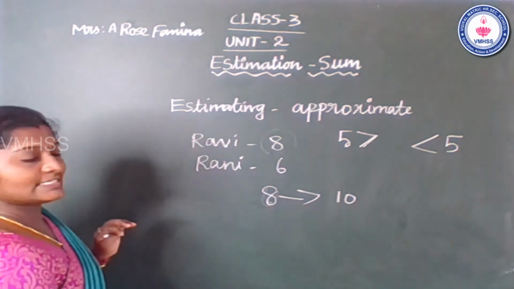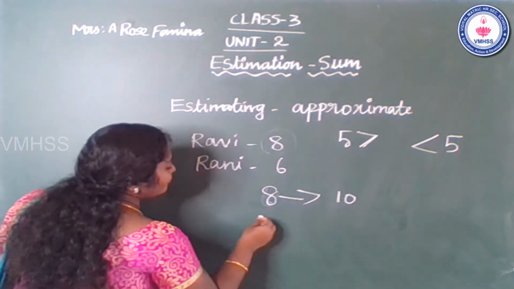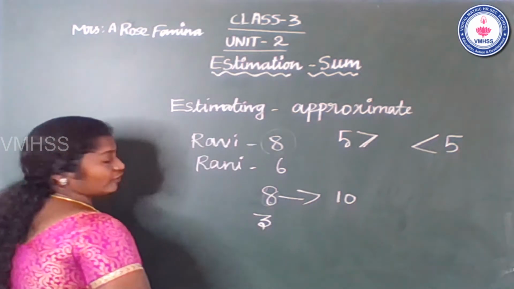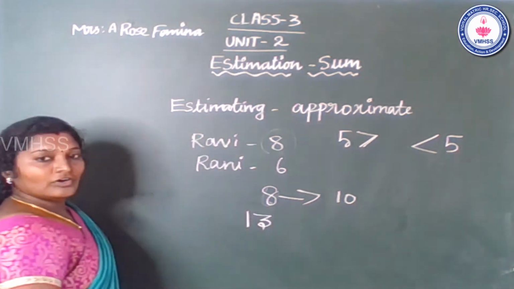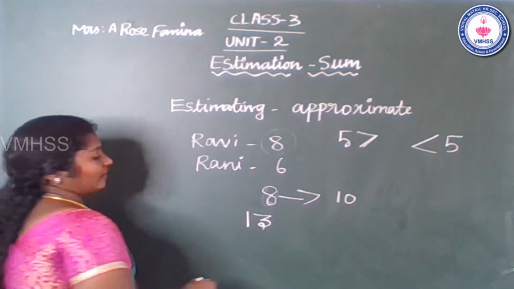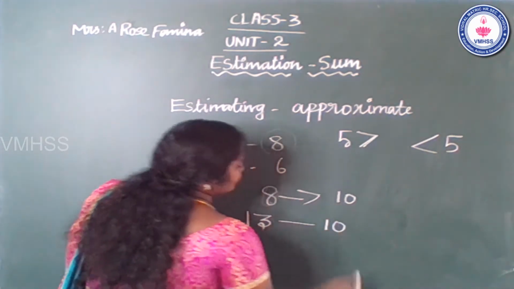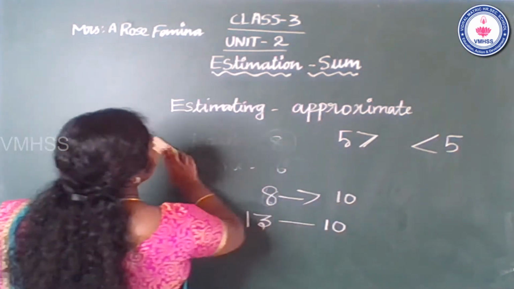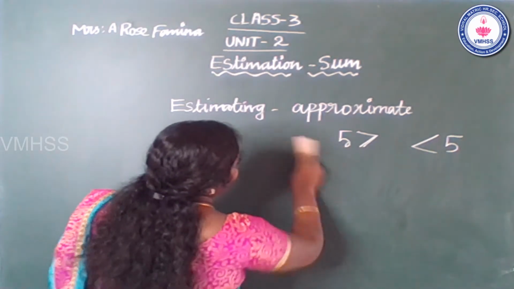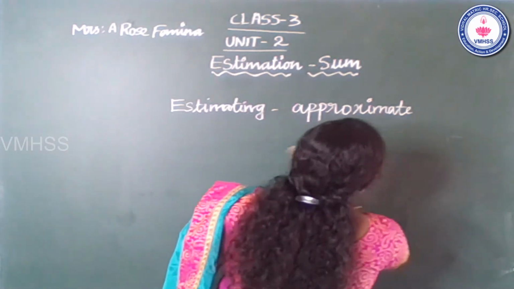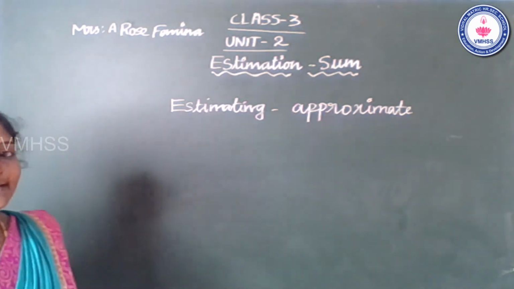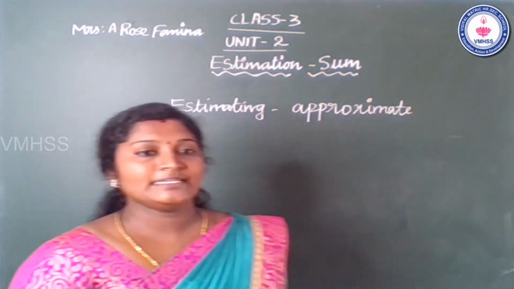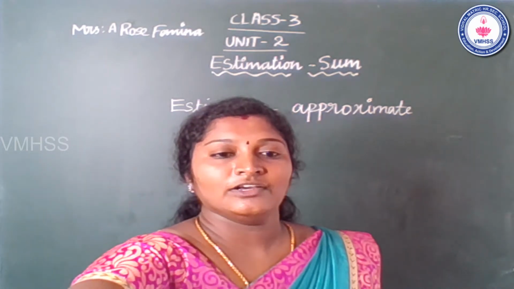If in case it is less than 5, for example 3, or for example 13, the rounded value is the same. Students, see some examples. Estimating means approximate.